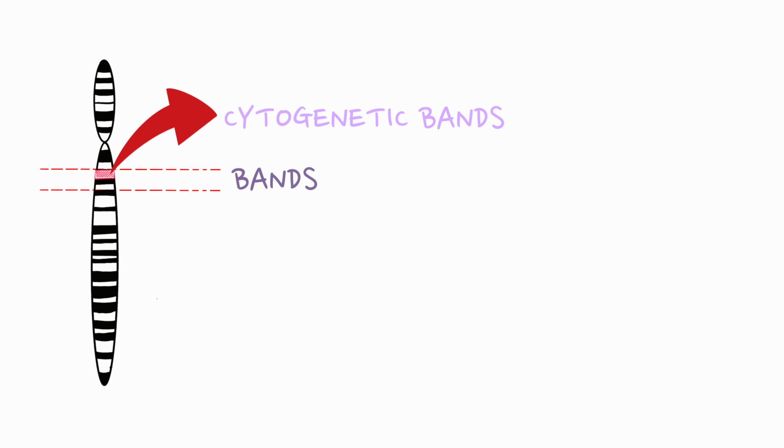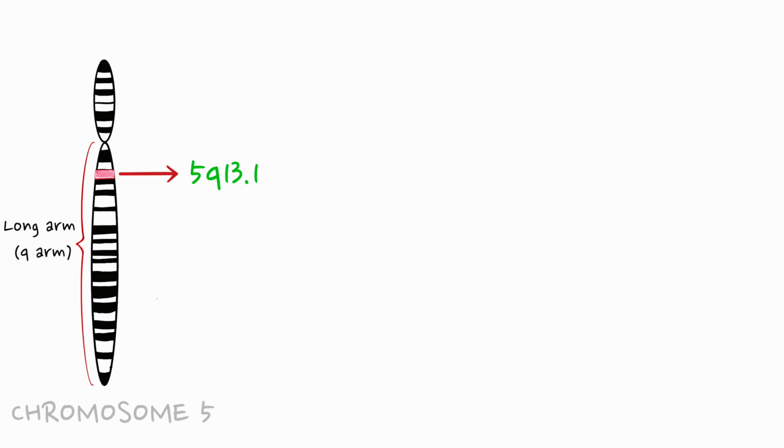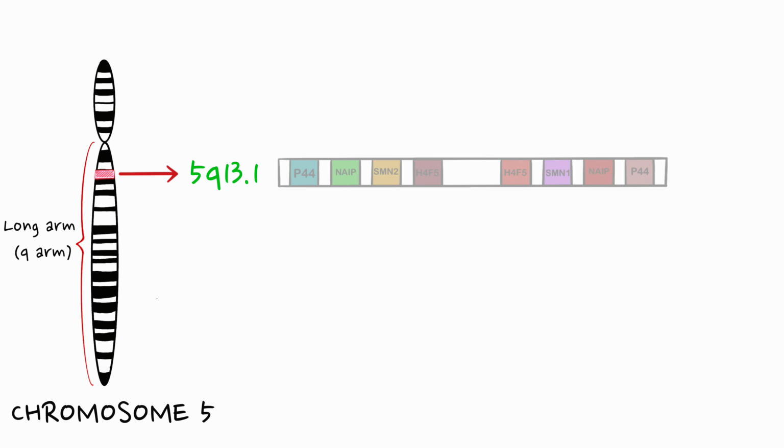Additionally, chromosomes are divided into bands, and these bands are further subdivided into smaller regions called cytogenetic bands. These bands are numbered in a standardized way based on their position along the chromosome. Therefore, 5q13.1 denotes a particular region on the long arm of chromosome 5, which is the segment between bands q13 and q14. The one after the decimal point further refines the location within the band and represents a subband within the main band.